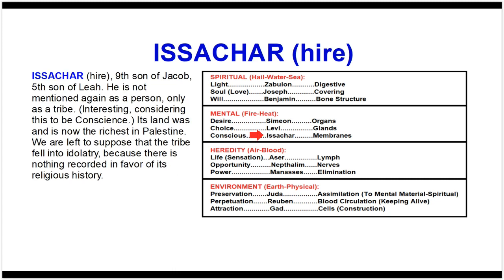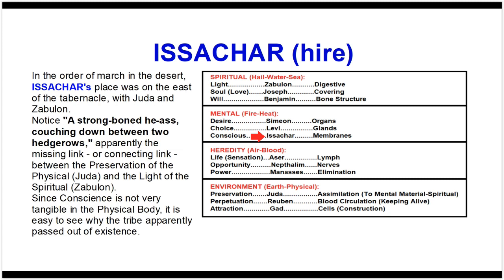Issachar, hire, 9th son of Jacob, 5th son of Leah. He is not mentioned again as a person, only as a tribe. Interesting, considering this to be conscience. Its land was and is now the richest in Palestine. We are left to suppose that the tribe fell into idolatry, because there is nothing recorded in favor of its religious history.